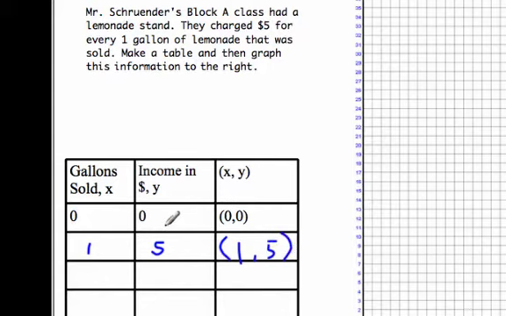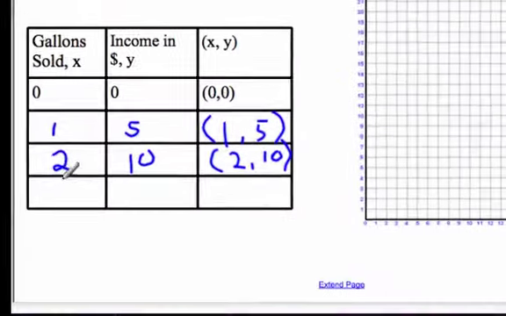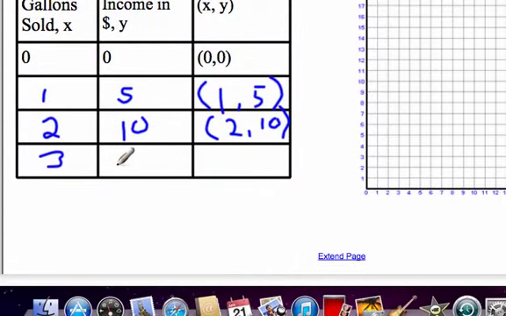And if we were to sell 2 gallons, we could say that it was $10, and we could call this 2, 10. And if we were to sell 3 gallons of lemonade, we could get an income of $15, and that would be 3, 15, and you could get the pattern. It would keep going, 4, 20, 5, 25, etc. Now we have to graph these points.